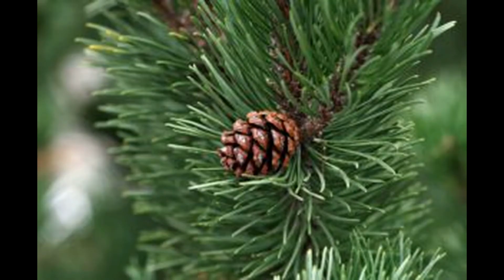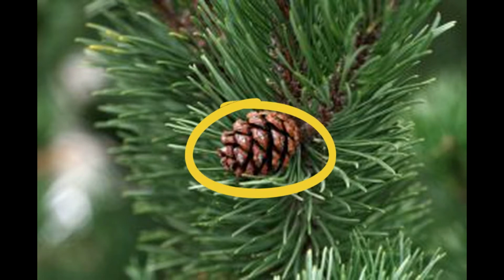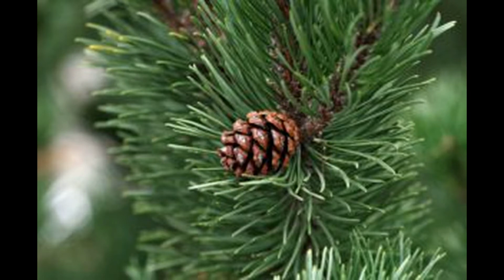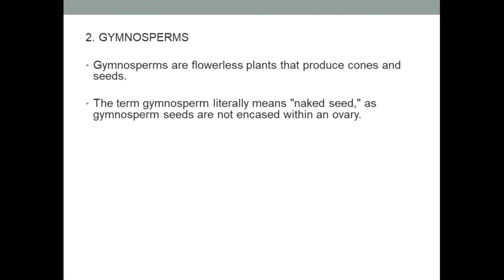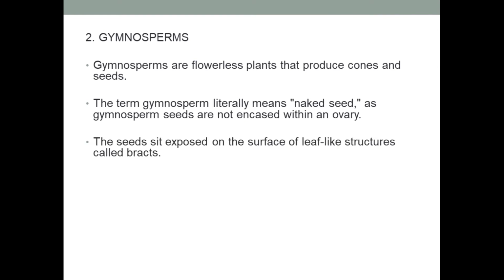Next, we want to look at gymnosperms. And gymnosperms are different from angiosperms because they don't produce flowers, and they produce cones and seeds. The term gymnosperm literally means naked seed, which means that the seeds that are produced are not enclosed within an ovary. The seed sits exposed on the surface of a leaf-like structure called a bract.